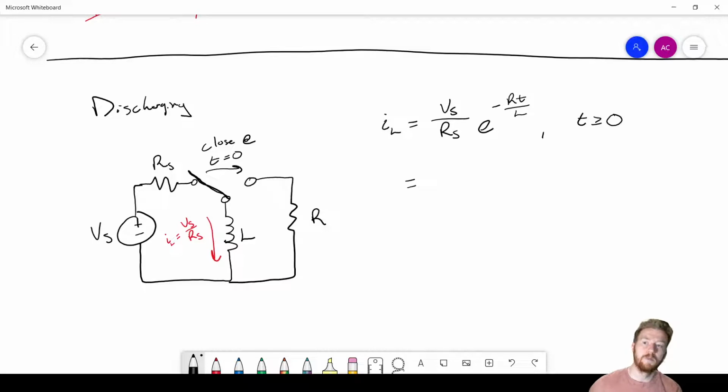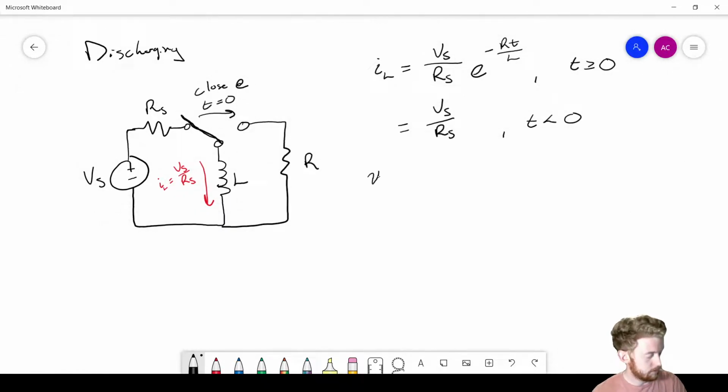Before, if we think about the current through that inductor beforehand, we said that it was fully charged, so the switch had been closed for a long time. So before time t equals 0, it's just going to be Vs divided by Rs. Before we flip that switch, it's just going to have that constant current going through it that's limited by Vs and Rs. So this is for time t less than 0.